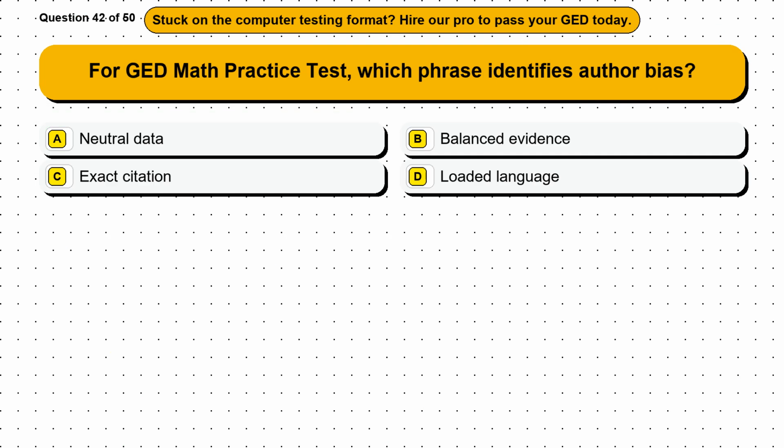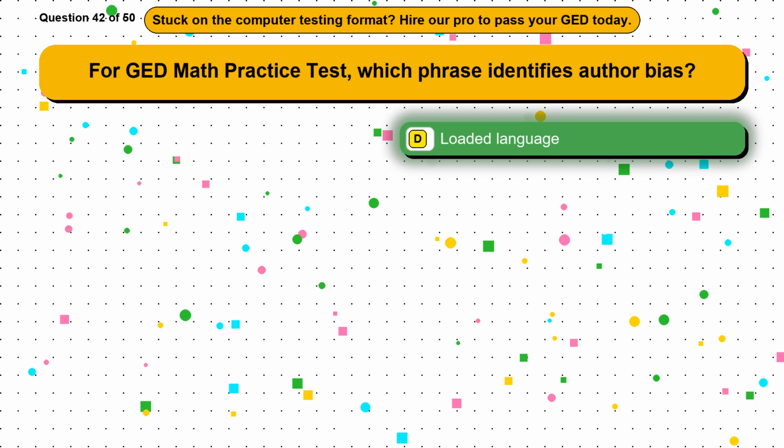Question 42. For GED Math Practice Test, which phrase identifies author bias? Option A, neutral data. Option B, balanced evidence. Option C, exact citation. Option D, loaded language. The correct answer is option D.